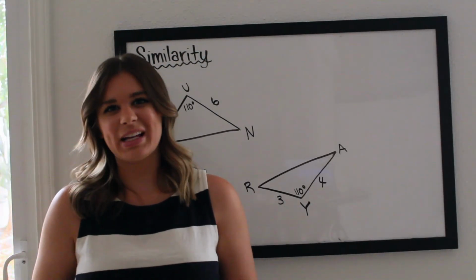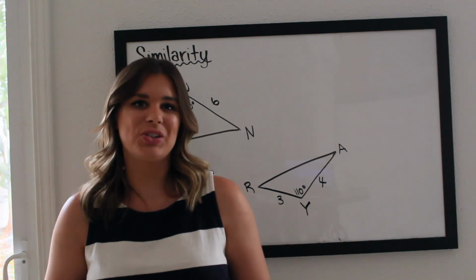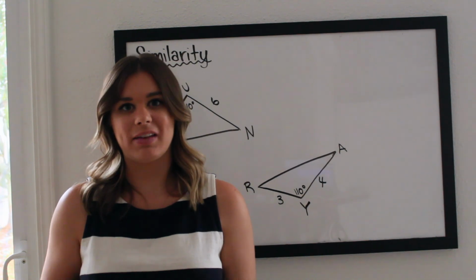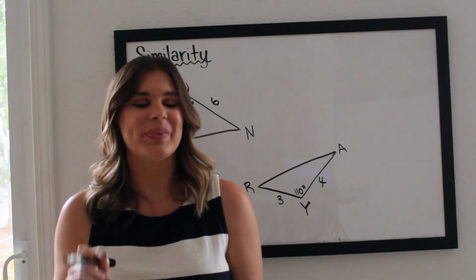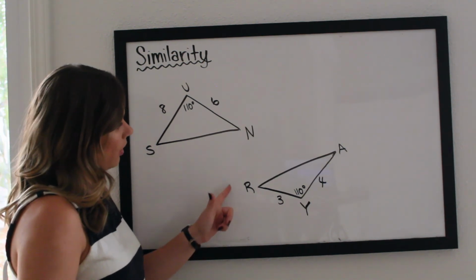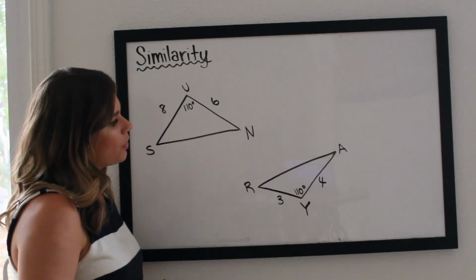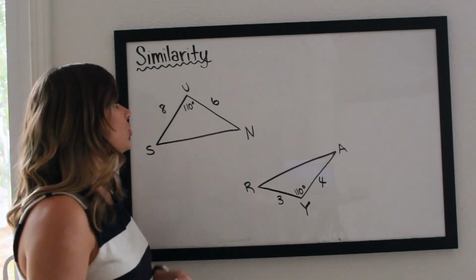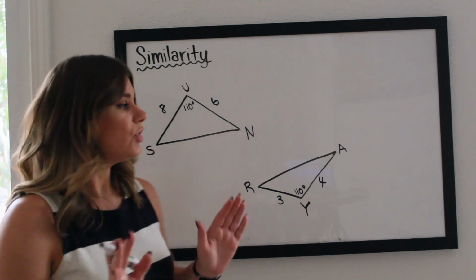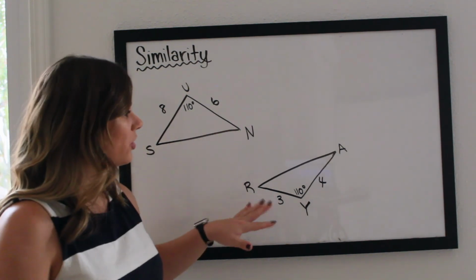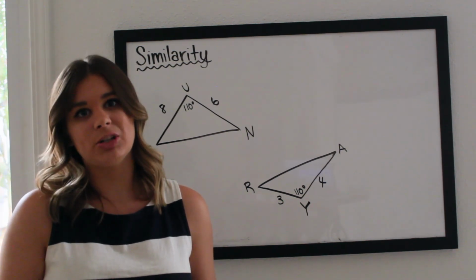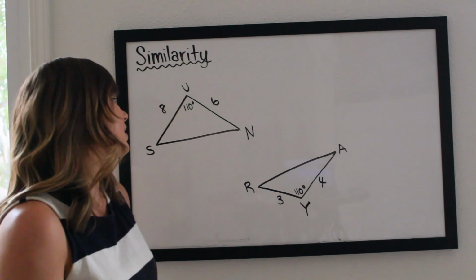Okay, so in this example, we are going to prove that these two triangles are similar by using one of our three theorems that I gave you in the last segment of this video. So right here, I have triangle SUN and triangle RAY, and I'm going to prove that they are similar. Now, just like in the congruence unit, we have to have our corresponding parts match up. So I don't know if these are similar yet, but once I figure it out, and when I write my similarity statement, I'm going to make sure my parts correspond in that statement.